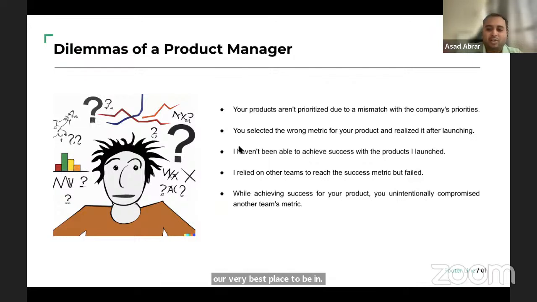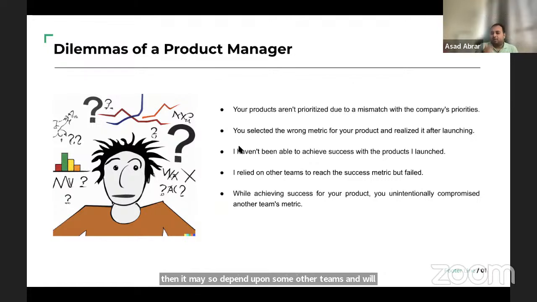I haven't been able to achieve success, right? He was first looking at AOV, it didn't move. Then we looked at another metric and saw that it moved. The other aspect is that you also rely on some other teams to reach the success metric but fail. If you take such a metric which is not very crisp, it may depend upon some other teams and will cause problems for you.